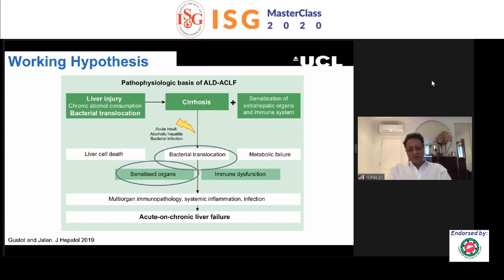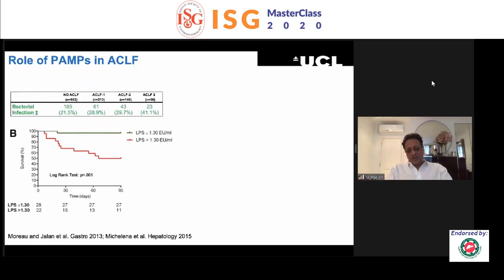Is there something that we can think about in this situation? One of the things that we talked about was pathogen-associated molecular patterns, and we will talk about damage-associated molecular patterns in a minute, which we think are driving systemic inflammation. There's a lot of evidence, and these are data from Ramon Battaglia, in patients with acute alcoholic hepatitis with ACLF, or just with acute alcoholic hepatitis. And what he was able to show is that LPS is important in determining the outcome of these patients.